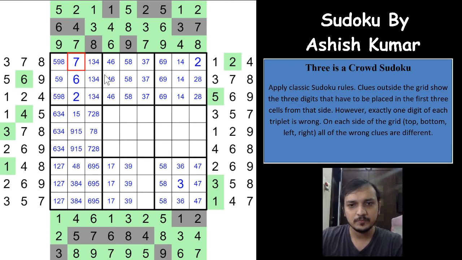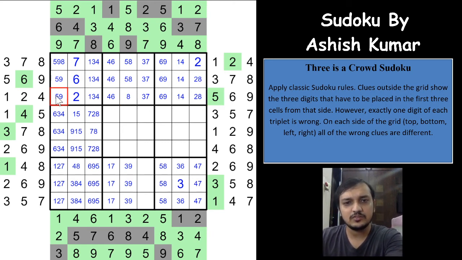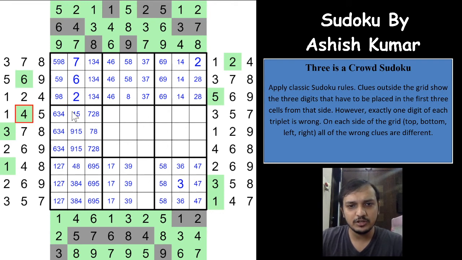Anything else? And the 5, if you see, 5 cannot be here now, right? Because of the 5 here, and 5 cannot be here as well, which because of the 5 has to be in one of these 3 cells, right? And the 6 is done. The 4 can be done by placing a 4 here. 3 can be placed here, which means 6 has to be placed here, right?